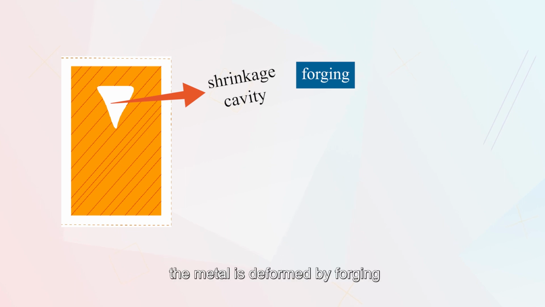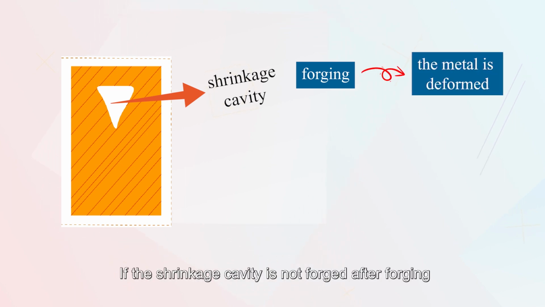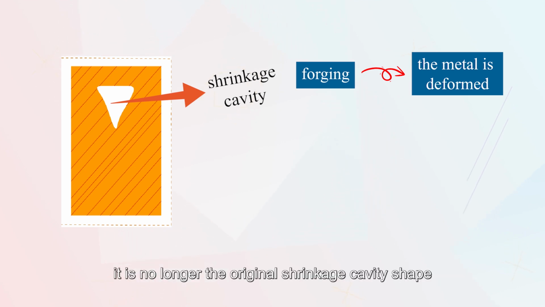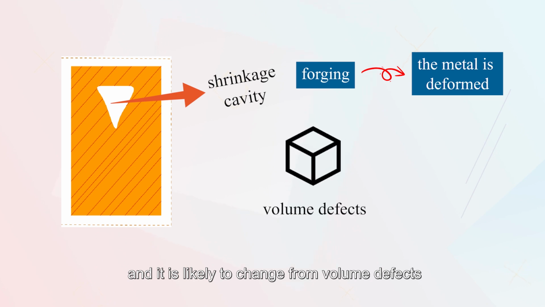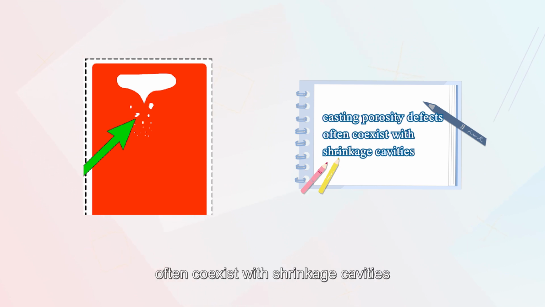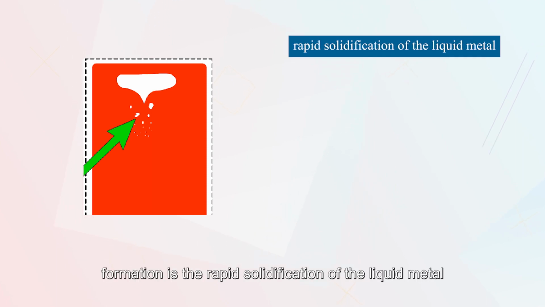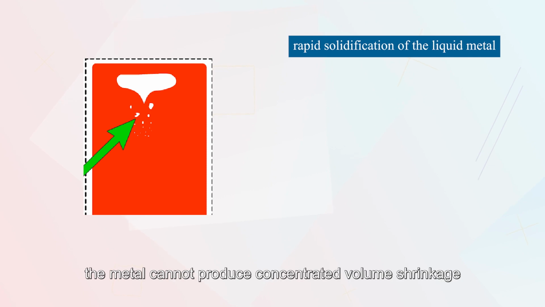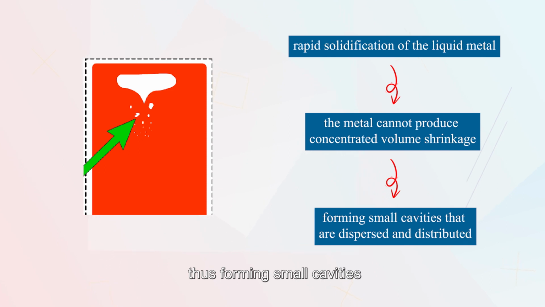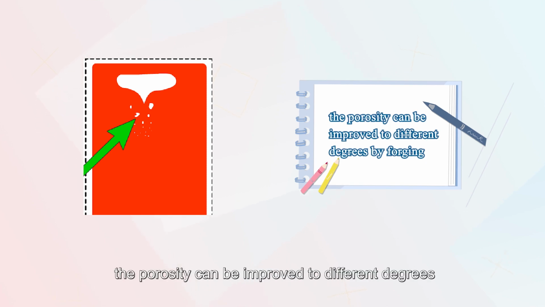During the forging process, the metal is deformed by forging. If the shrinkage cavity is not eliminated after forging, it is no longer the original shrinkage cavity shape, and it is likely to change from a volume defect to an area defect. Casting porosity defects often coexist with the shrinkage cavities, and the reason for their formation is the rapid solidification of the liquid metal. The metal cannot produce concentrated volume shrinkage, thus forming small cavities that are dispersed and distributed. After forging, the porosity can be improved to different degrees.